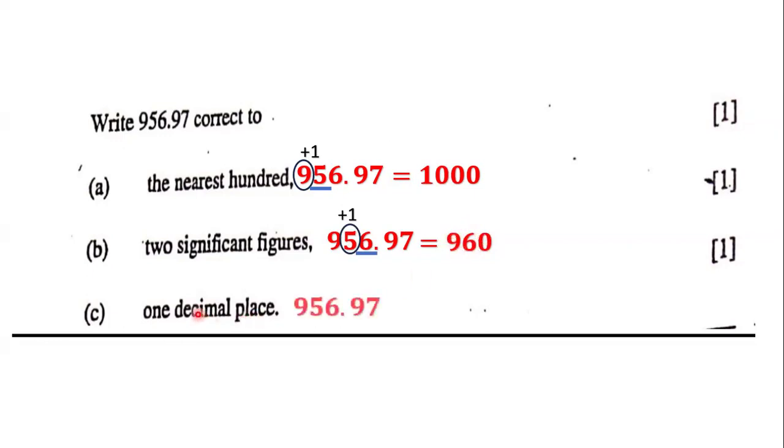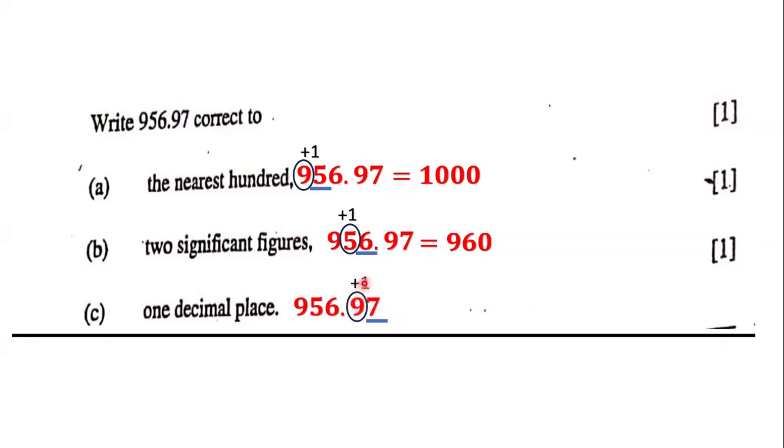Next, we want to write 956.97 correct to one decimal place. Now this 9 right here is the first number behind the decimal point, so we have to circle it. And next we underline 7, right? We underline 7. Now once it's 5 or greater, we are going to add 1. And so since 7 is greater than 5, that means that we add 1 to 9.